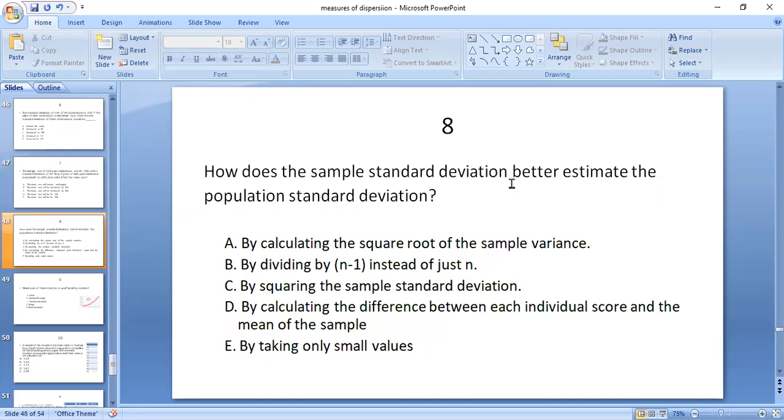How does the sample standard deviation better estimate the population standard deviation? Whether by calculating the square root of the sample variance, or by dividing by n minus 1 instead of just n, by squaring the sample standard deviation, by calculating the difference between each individual score and the mean of the sample, or by taking only small values. B is the correct option, by dividing by n minus 1, as in the sample standard deviation the denominator is n minus 1. So it better estimates the standard deviation.